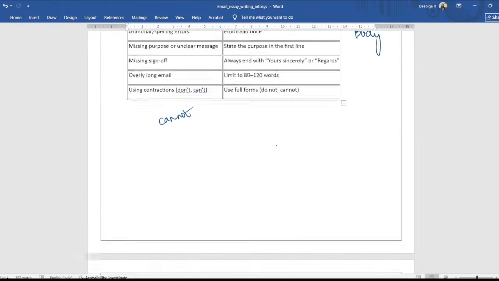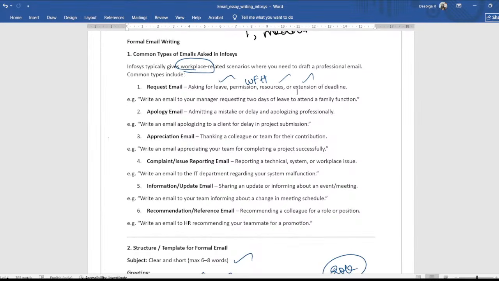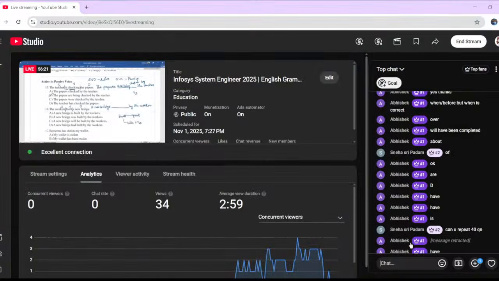So this is the email writing template. If you follow this, you're good to go. And just understand the context in which they are asking you to write this email. Any doubts so far? No.